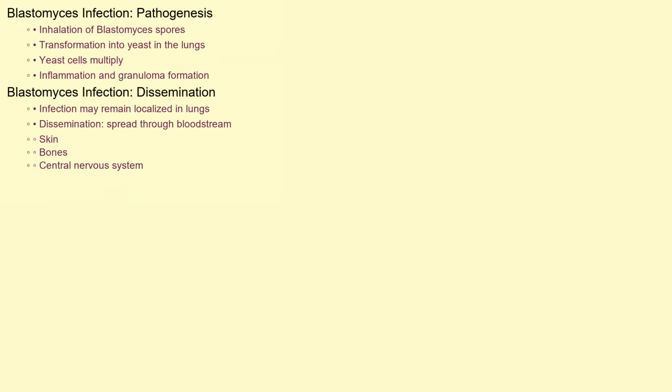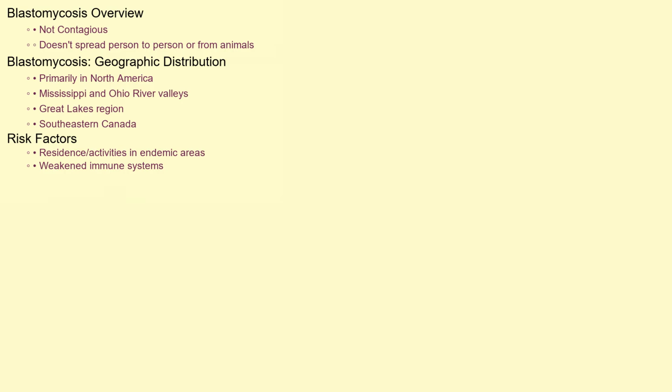Once inhaled, the blastomyces spores travel to the lungs, where they transform into yeast. These yeast cells then multiply and cause inflammation, leading to the formation of granulomas, small collections of immune cells trying to wall off the infection. The infection can remain localized in the lungs, or it can disseminate, meaning it spreads through the bloodstream to other organs, such as the skin, bones, and central nervous system.